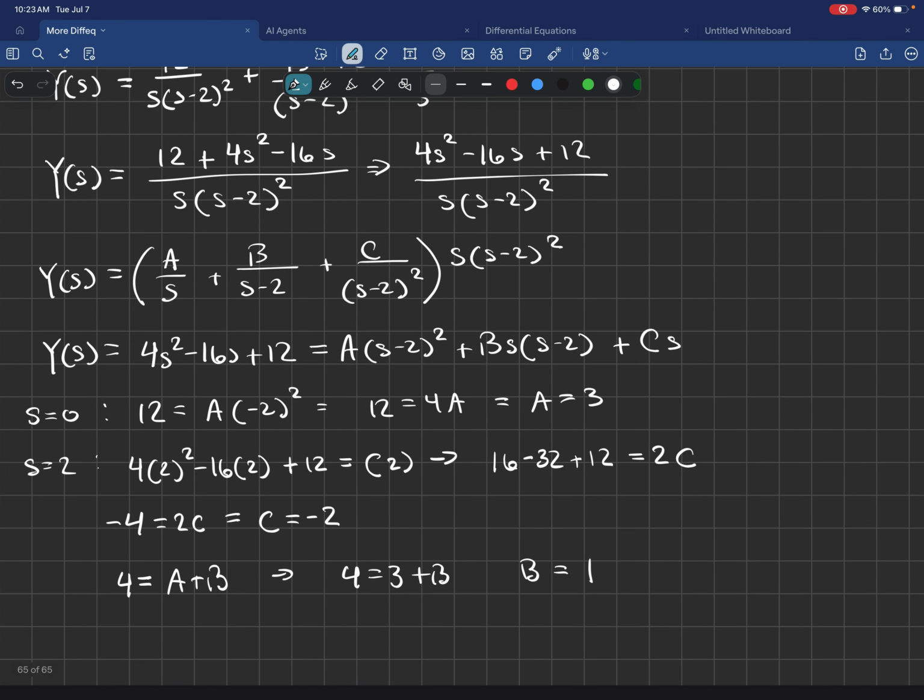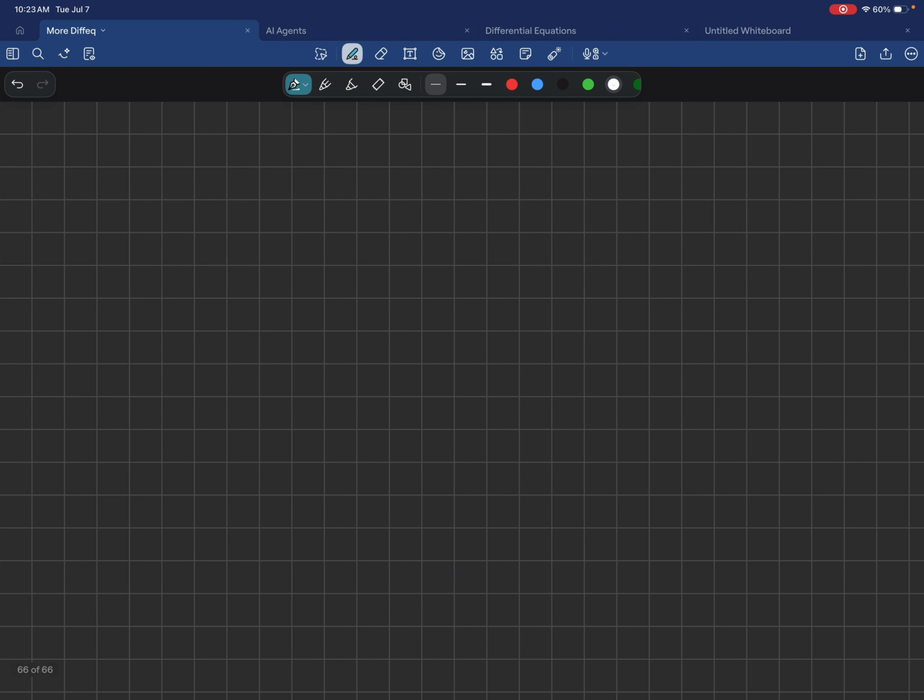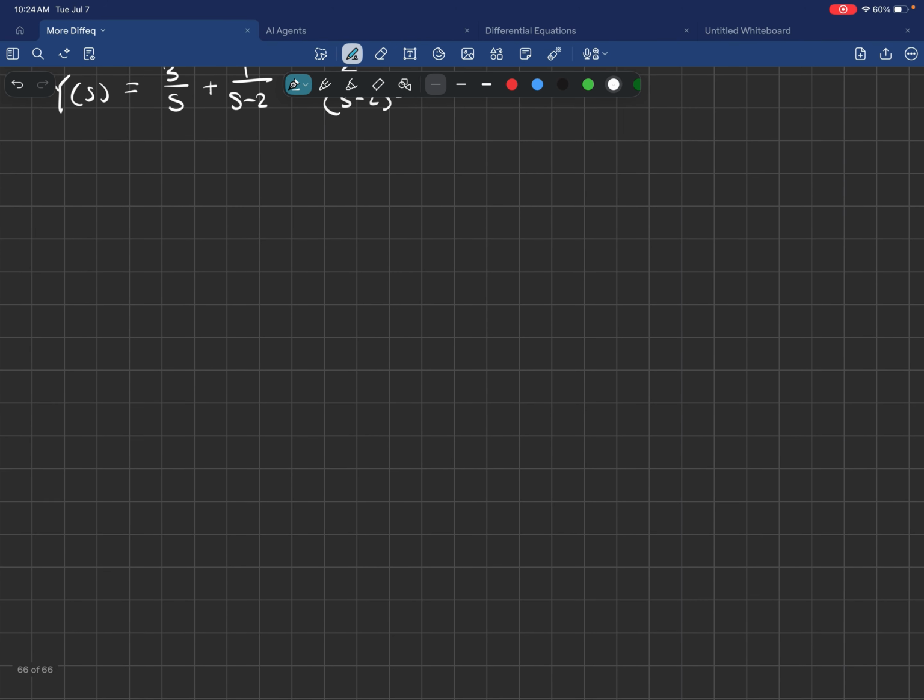So I'm going to go to a new page. We can write our y of s equal to 3 over s plus 1 over s minus 2 over s minus 2 squared. Now we need to take the inverse Laplace. So finally, we apply the inverse Laplace transform to each term to get back to the time domain y of t. So let's do that.